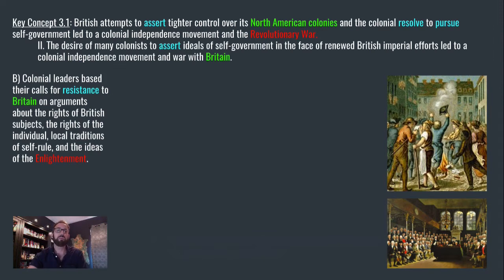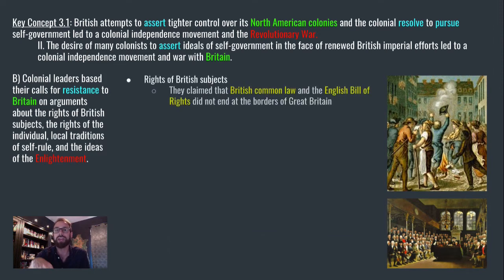One of the things that backed up this opposition to the British, now that the British were imposing more power, had to do with previous things, especially with the Enlightenment, that many colonists thought they were entitled to. So they thought they had rights as British subjects. I've talked about these two things before, British common law and the English Bill of Rights. Colonists said that did not end at the borders of Great Britain. We deserve all the rights that people living in Great Britain do because we're British subjects.